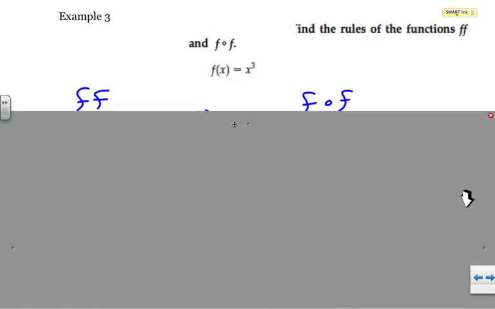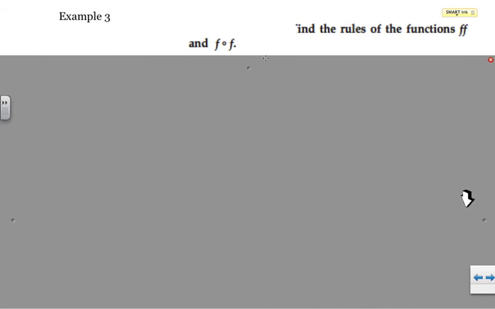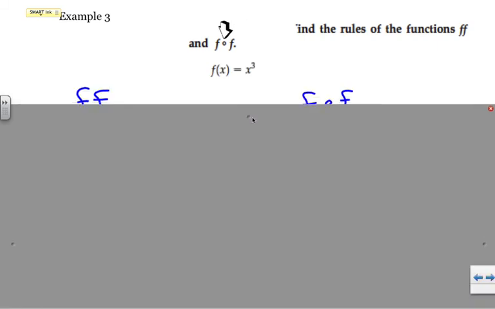This asked me to find the difference between the functions ff and f of f. So I want you to notice the reason I put this in here is because there's a difference. Okay, ff, like this, means f times f. This means f of f. There are two different types of problems, and I want you to be able to recognize both of them.